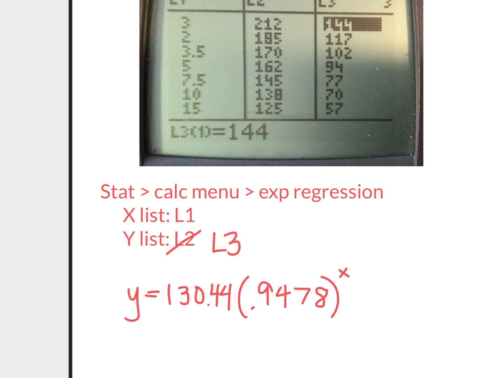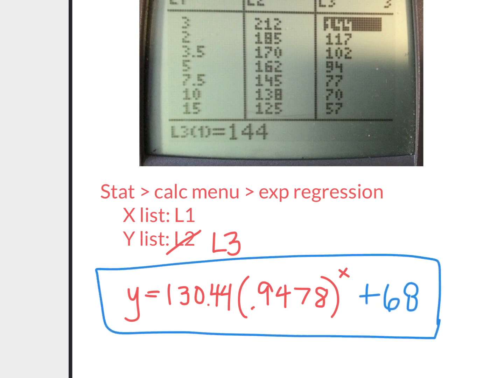Just a comment there, I always carry 2 decimal places. It might look like I'm carrying 4 here, but remember with percentages we end up moving this back over, so on the inside 4 decimal places would be appropriate. The only thing we have left to do is account for the fact that we shifted it down by 68, so now we need to shift our function up by 68 to account for that change. This would be our model that would be used to replicate this data.